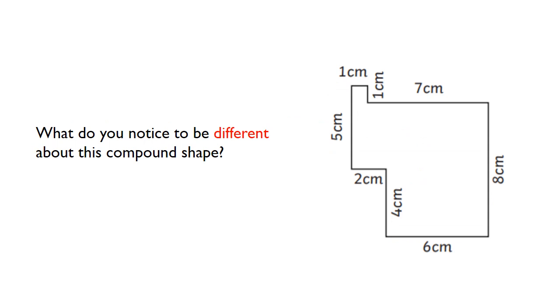Okay, Year 5, have a look at this compound shape and take a moment. What do you notice to be different about this compound shape? Now remember that we can split compound shapes to make other basic shapes, which then help us work out the area. So thinking about that, what do you notice to be different about this compound shape compared to the other ones we've been looking at?